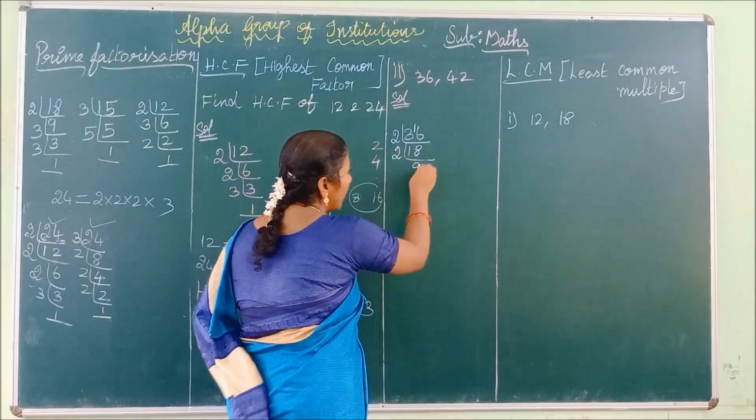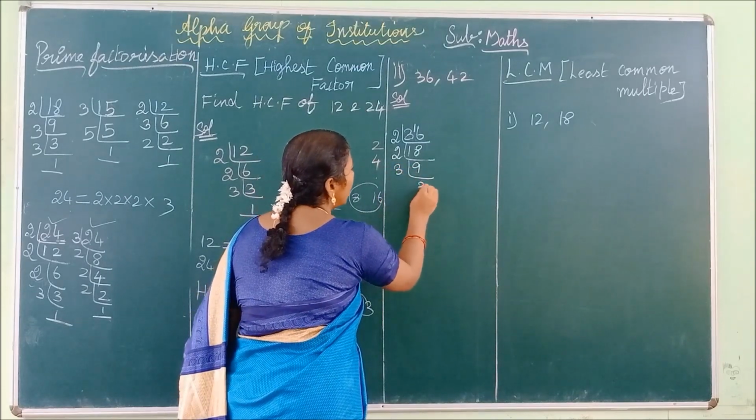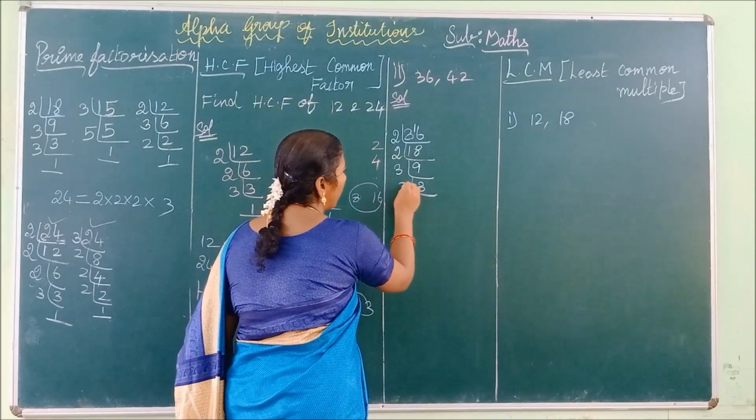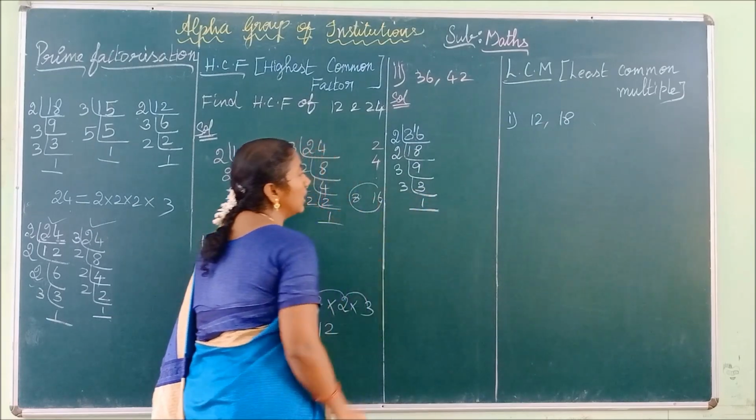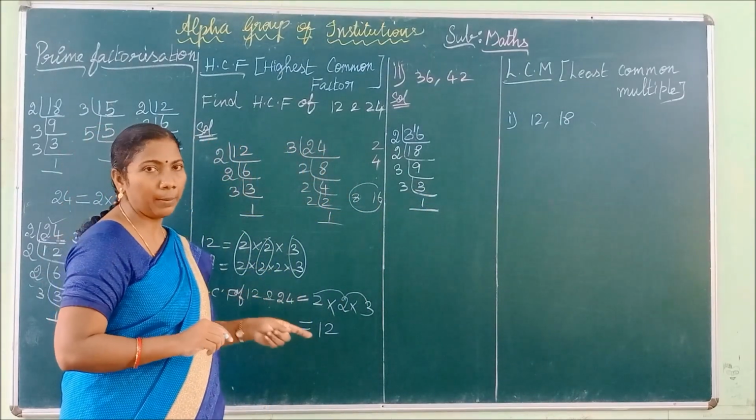9 2s are 18. 9 is divisible by 3, so divide by 3. 3 3s are 9. 3 is a prime number, so we can divide by 3. Thus we have factorized the given number 36 by using the prime numbers.